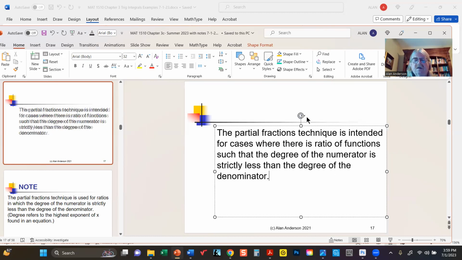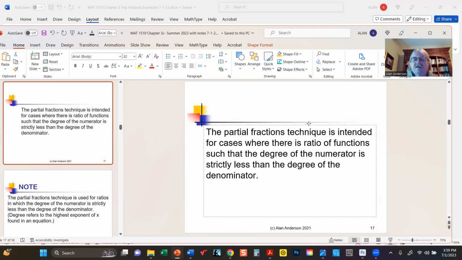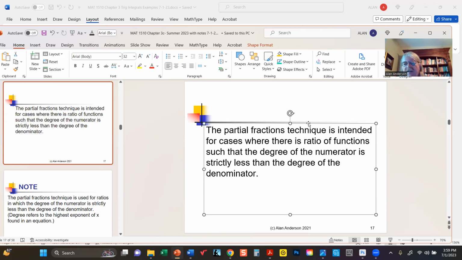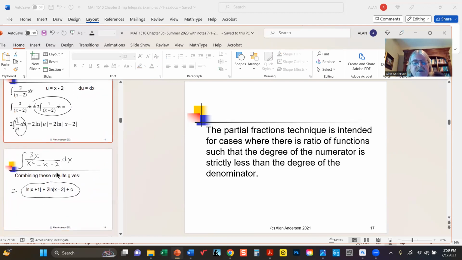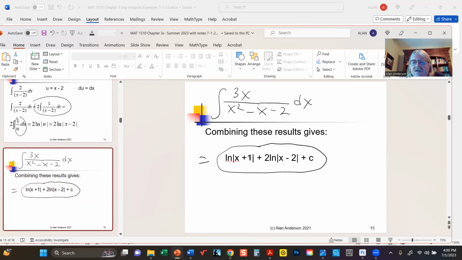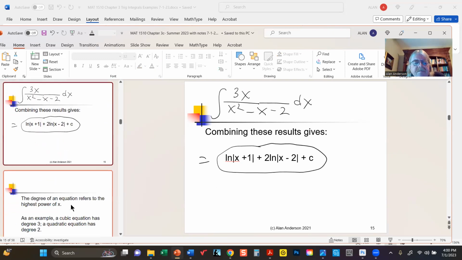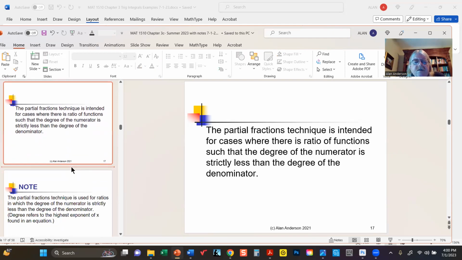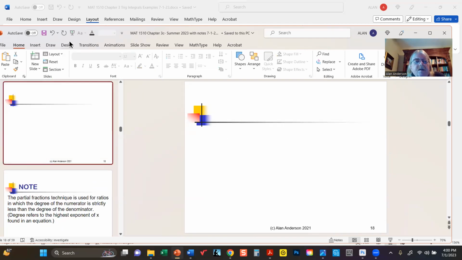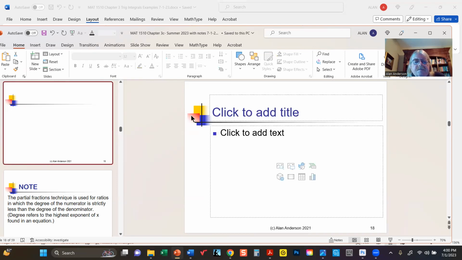That's what it's meant for. Okay, so it needs to be a ratio. If there's no ratio, then there's no sense in doing any of this. There has to be a ratio of 2 functions to start with. And then it must be the case that the denominator's degree is higher than the numerator. Now, if that's not true, it doesn't mean we can't use this method, but we have to do something else.